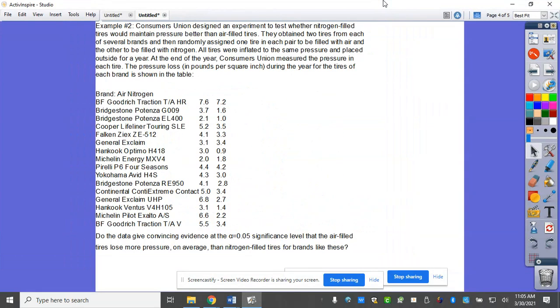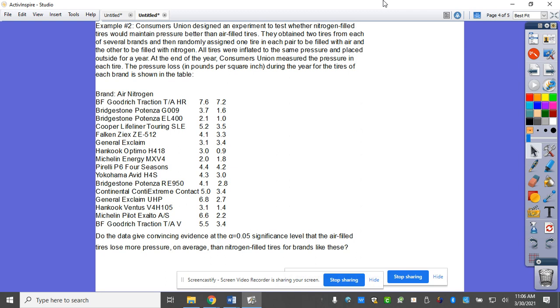So Consumers Union designed an experiment to test whether, from what I just said earlier, if I say we're doing an experiment, what am I looking for in the problem? Based off something I said when I was going over the homework. That should tell us that it's random what? Assignment, because it's an experiment. To test whether nitrogen-filled tires would maintain pressure better than air-filled tires.